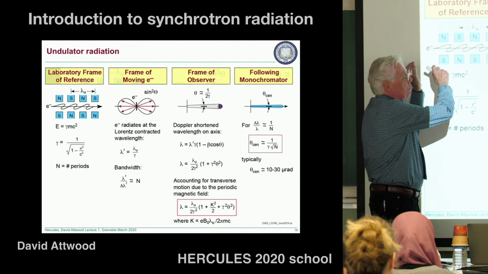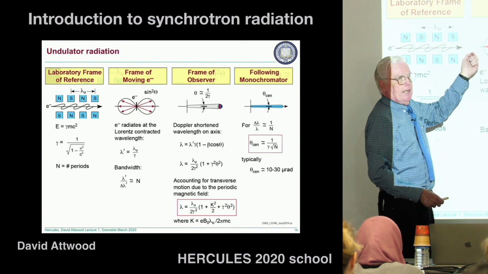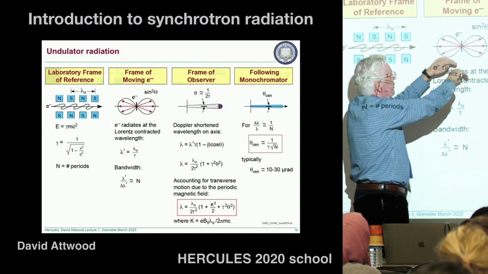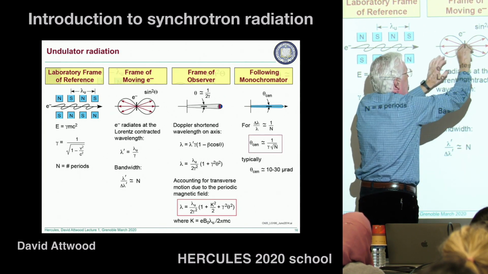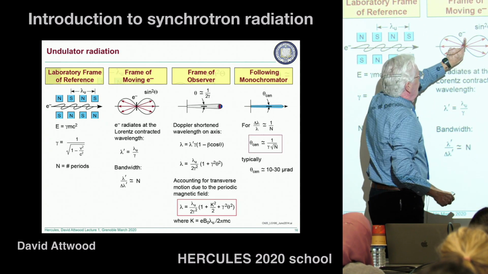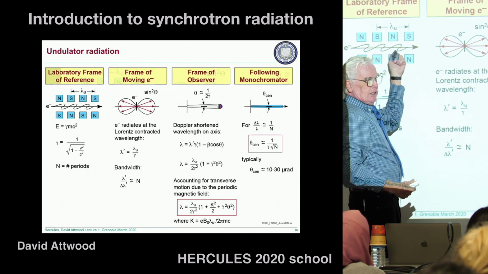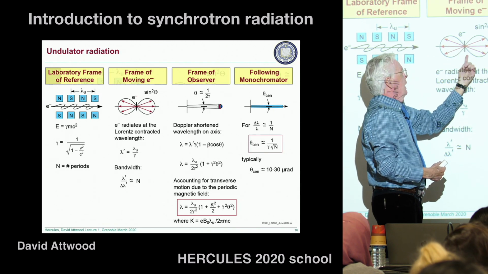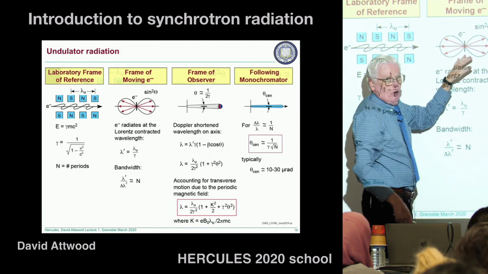In the frame moving with the electron, it is oscillating in and out of the board, and in that frame of reference, it's radiating in all directions. It's like a donut pattern, a sine squared donut pattern. There's no radiation in the direction the electron oscillates, which here is in and out of the board. All the radiation is mainly off axis.